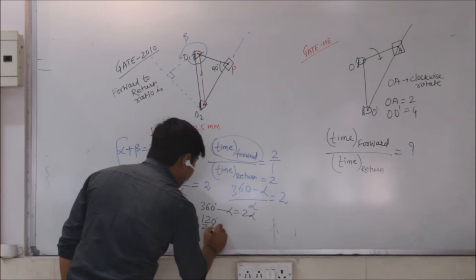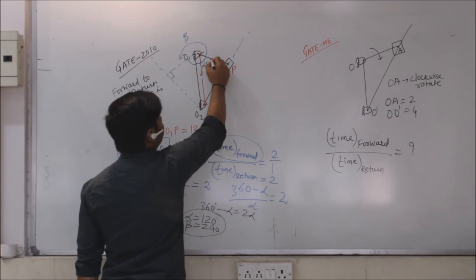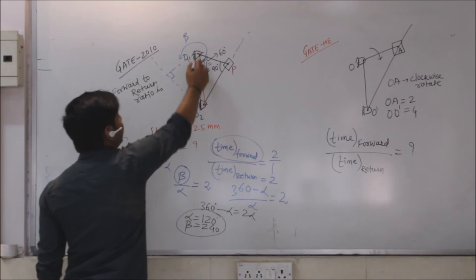If alpha is equals to 120 degree, this is the half, this angle is what? Alpha by 2. Alpha by 2 is what? 120 ka aadha kitna hoga? This angle is 60 degree. Ye angle 60 degree hai, this angle is 60 degree. Now we have the angle. Aur usne pucha kya hai? Connecting rod ka length pucha hai. Okay, they ask about the length of connecting rod.